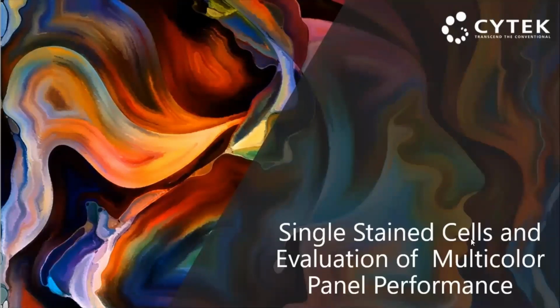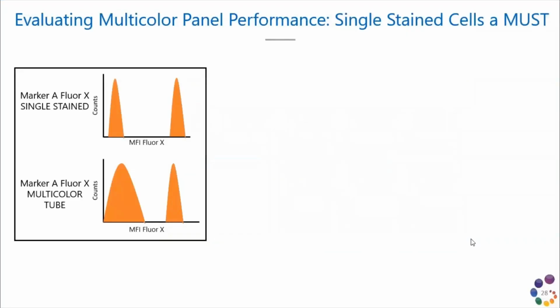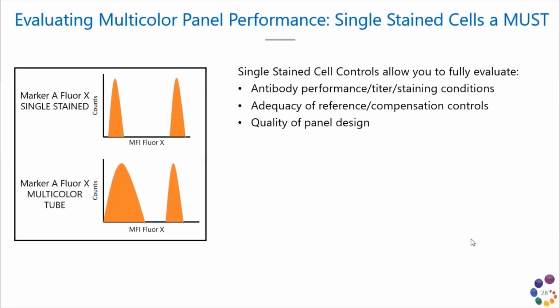There's one more step to complete to finish optimizing your panel, and that is to look at all of the single-stain cell controls and compare them to the multicolor tube to evaluate the performance of your multicolor panel. There's a lot you can learn by going through this exercise. For starters, you can see if your antibody titer is optimal. If you notice a shift in the MFI for the positive events in the multicolor tube compared to the single-stain control, your titer may not be quite right. You can also see if your reference controls are working out well and unmixing the data nicely, and assess the quality of your panel design.